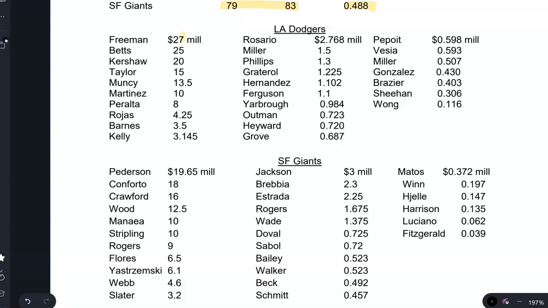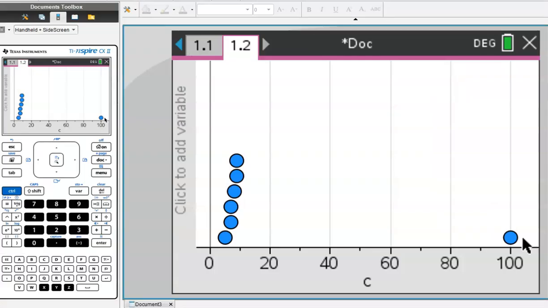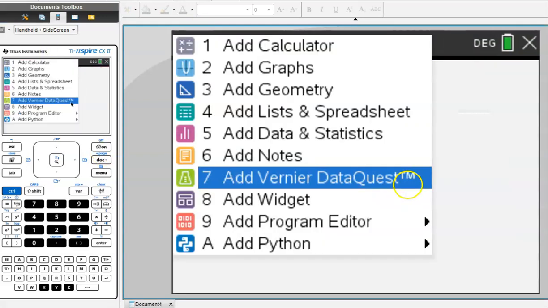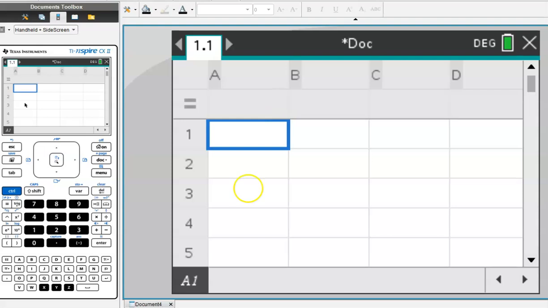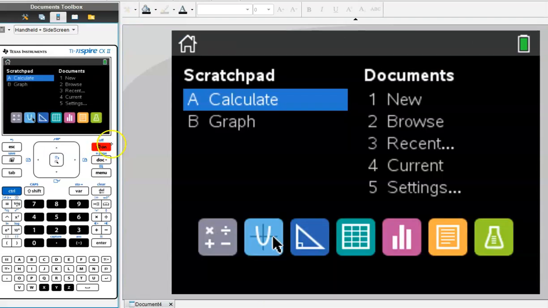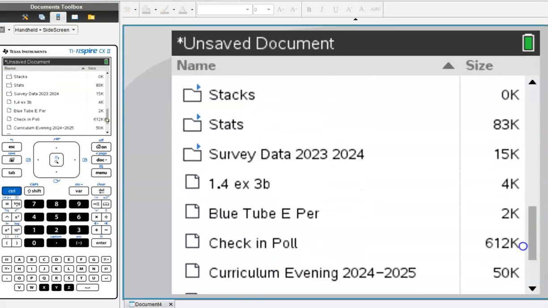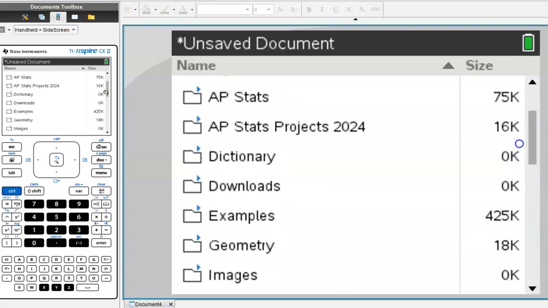So we're going to put all of the Dodgers into one column, and then next to it, we're going to put all of the Giants into another column. And there aren't the same number of players on each team. So again, go to the home screen, select new document, add lists and spreadsheets, all Dodgers in column A, all Giants in column B.